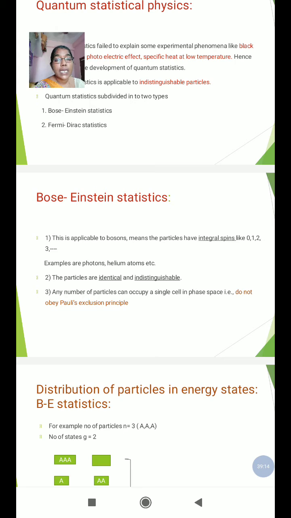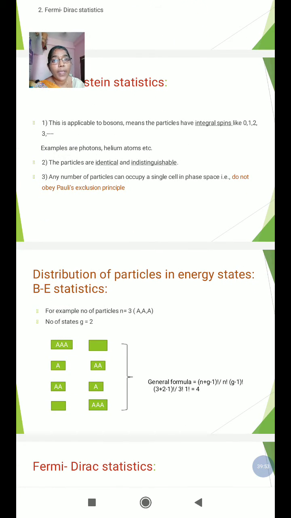In this statistics, all these particles should be identical and indistinguishable particles. Here the third condition is that any number of particles can occupy a single cell. In the case of Bose-Einstein statistics, any number of particles can occupy a single cell. This means Bose-Einstein statistics does not obey Pauli's exclusion principle. Even though the particles are identical, bosons will not obey the Pauli's exclusion principle, which means any number of particles can occupy one single state.